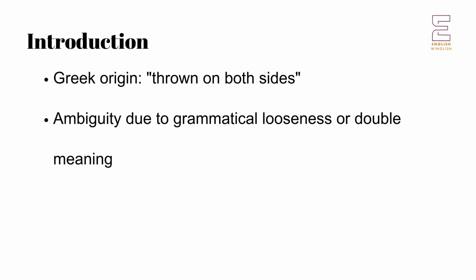Introduction. Amphiboly, derived from the Greek word meaning thrown on both sides, is a form of ambiguity that arises from grammatical looseness or double meaning in a sentence. This linguistic phenomenon can lead to various interpretations, often causing confusion or humor. This video delves into the nature of amphiboly, providing examples and exploring its impact on communication.